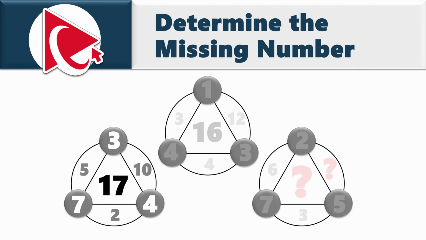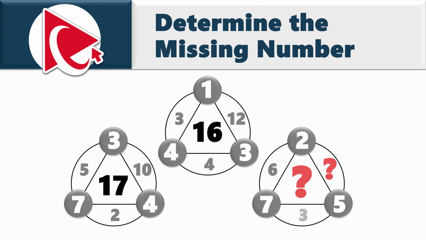In the second shape, the middle number is 16. The numbers in the small circle are 3, 4, and 1. And the numbers inside the large circle are 12, 4, and 3. The third circle looks a little bit more challenging, just a little, because 2 numbers are missing. But the numbers in the small circle are 5, 7, and 2, and there are 2 numbers inside the large circle, 6 and 3. And just like I said, 2 numbers are missing, and you need to calculate and select them out of 4 possible choices.